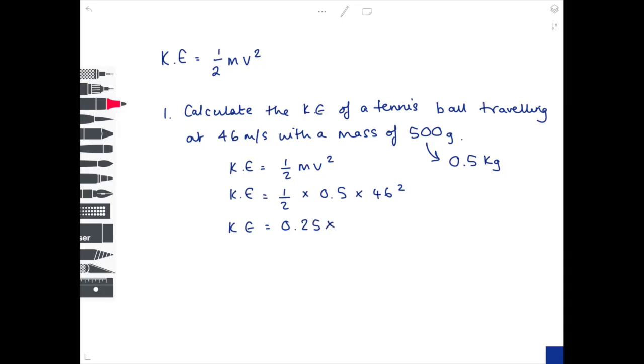46 times 46, or 46 squared, is 2116. Times that by 0.25, and that gives us a value which is 529. It's an energy value, so it's in joules.